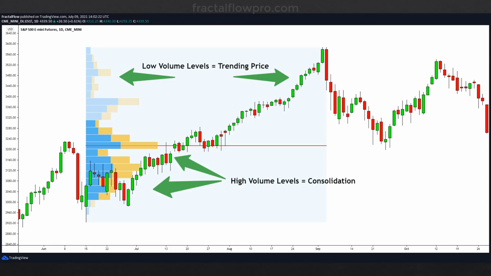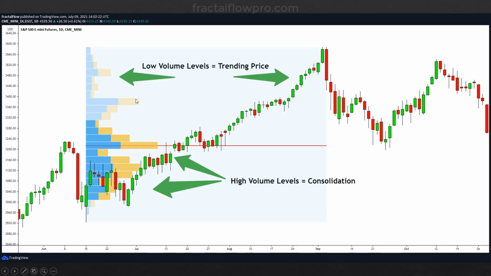That makes sense because when there is a consolidation, price tends to stay around the same area for a long period of time, and therefore the total volume at such a price level will be higher. When price is trending, it doesn't stay around the same level. It travels to the upside or to the downside, leaving a low volume trail along the way.